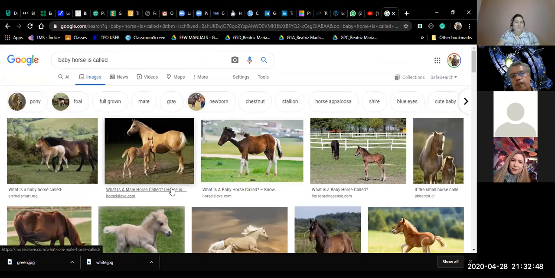I know it's more difficult to do it this way and it's easier to do it the other way, but this will develop more vocabulary for you. You will not only know the name of a baby horse, but also the name of a female horse and a male horse, because horse is general, but then you want to know the female name, the male name, and so on. It's a good way to exercise. This is just a tip that I can give you guys.